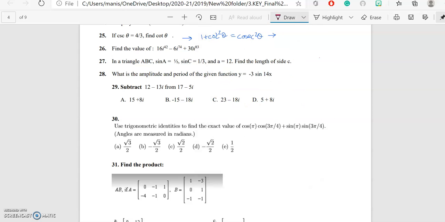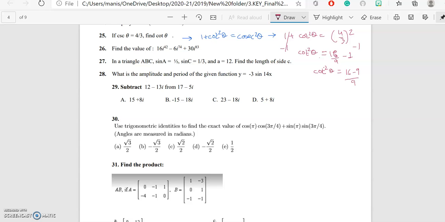So it says 1 plus cotangent square theta. I do not know this because I have to find the value of it, but the right side is your 4 over 3 whole square. After this, you subtract 1 from both sides. So it will look like this: cotangent square theta is equal to 16 over 9 minus 1. And after this, cotangent square theta is equal to what? 16 minus 9 over 9.